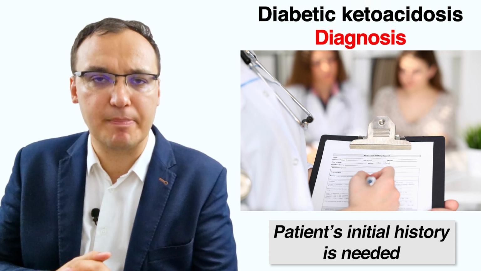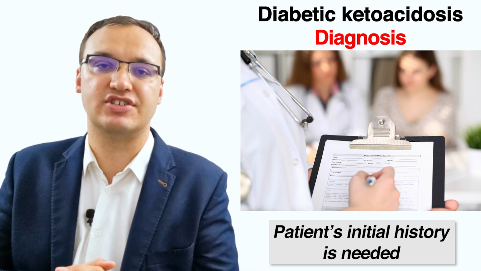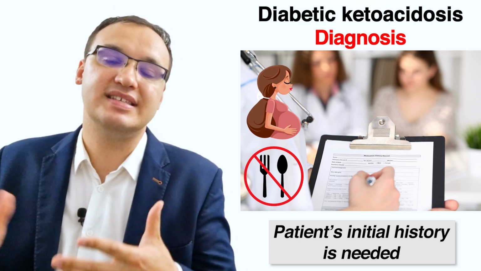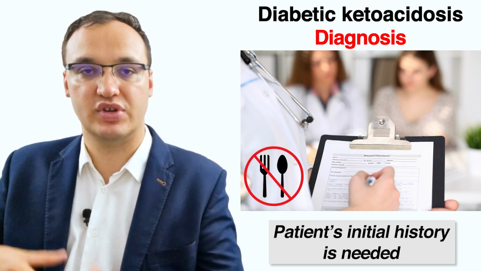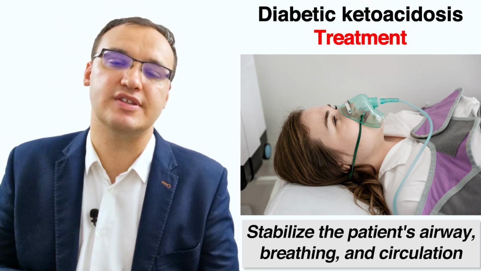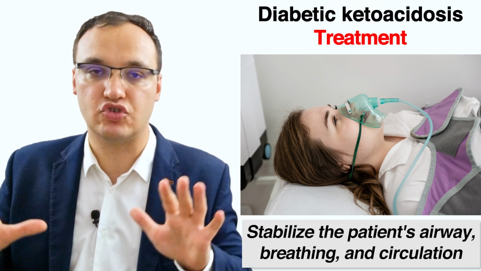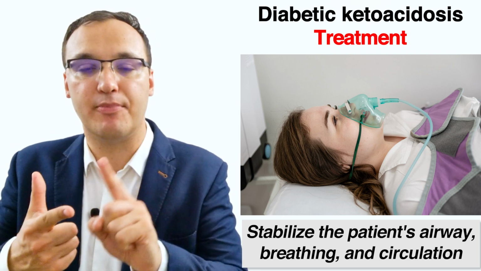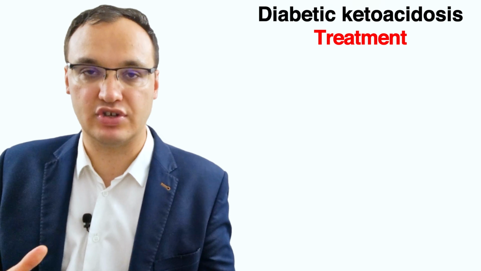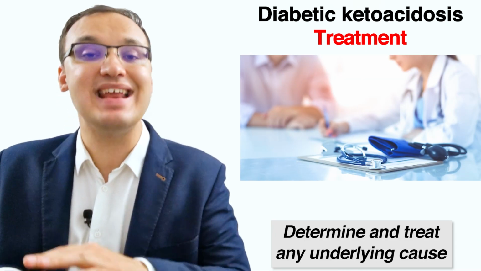Now we check the history of the patient, and in specific settings such as starvation and pregnancy, these can also alter their blood glucose levels. So we need to ask the patient about that. So the treatment now of diabetic ketoacidosis: the foremost action in management is to stabilize the patient's airway, breathing and circulation, so ABC. And the crucial part of treating the patient is determining and treating any underlying cause.